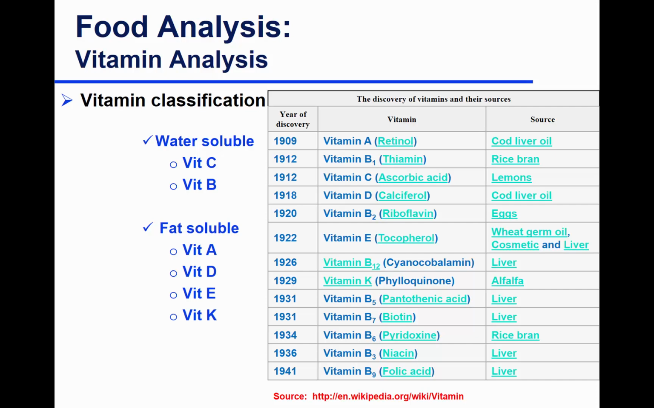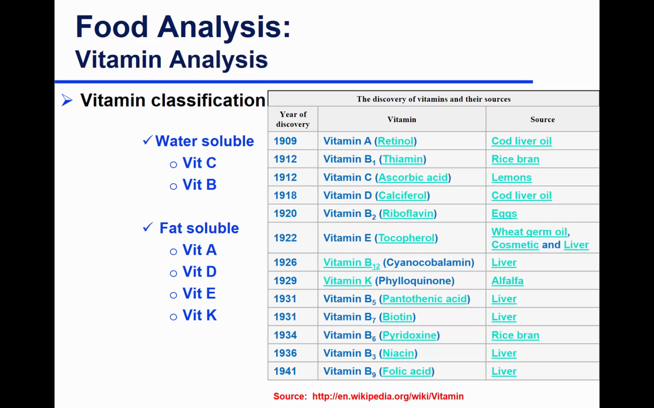So, just a refresher so that you know which ones are water soluble and which ones are fat soluble. Vitamin C and a bunch of vitamin Bs, B1, B2, B3, B5, etc., up to B12, are all water soluble. It's important to differentiate which are water soluble and which are fat soluble due to the way we prepare our samples for analysis.